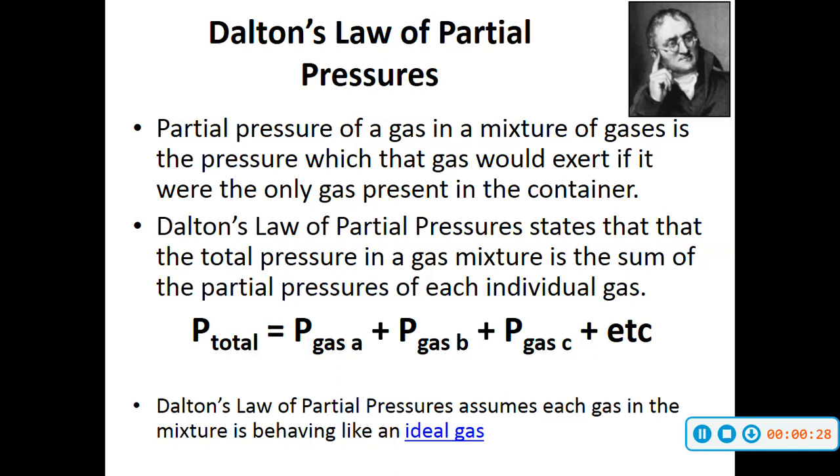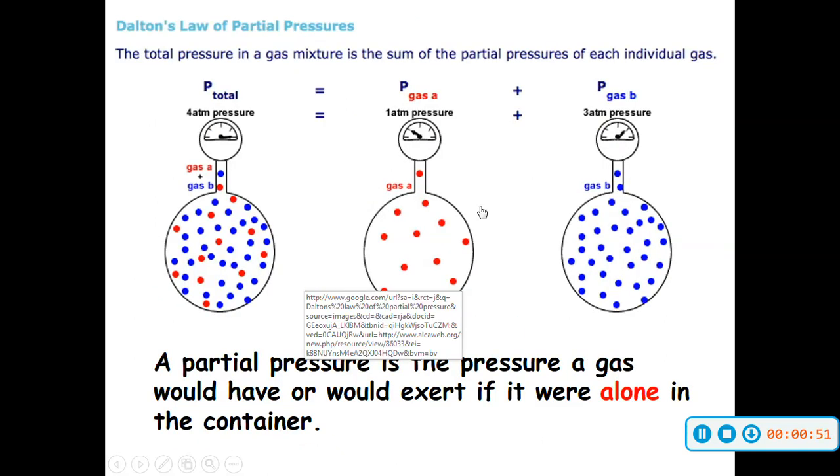Dalton's law of partial pressures assumes each gas in the mixture is behaving like an ideal gas, which we'll explain later on. If you put Dalton's law into a formula, we'll get this: our total pressure equals the partial pressures of each individual gas. Okay, so here we have an example. The total pressure in a gas mixture is the sum of the partial pressures of each individual gas.